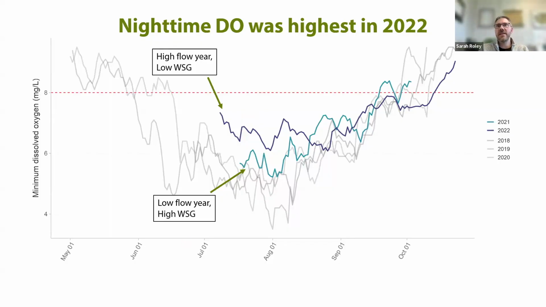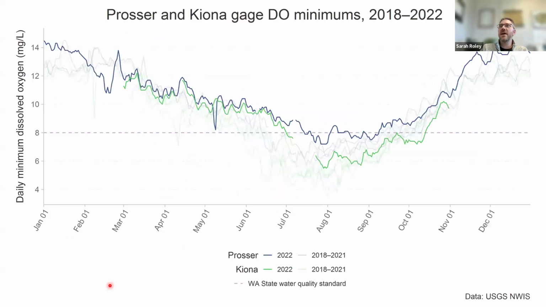Okay, one more thing that I want to show you with this. This is Prosser here in the blue line. So the dark line for blue is Prosser, the dark line for green is Kiona in 2022, and the light lines in the same color are the respective nighttime DO from 2018 to 2021 as measured by USGS. There's a data gap here in 2022 at Kiona, but at both sites, nighttime DO was quite a bit higher than it had been in previous years. So we saw the same pattern at both sites.